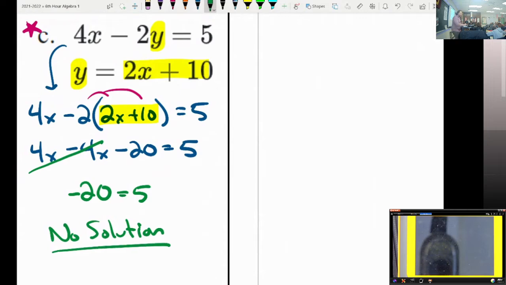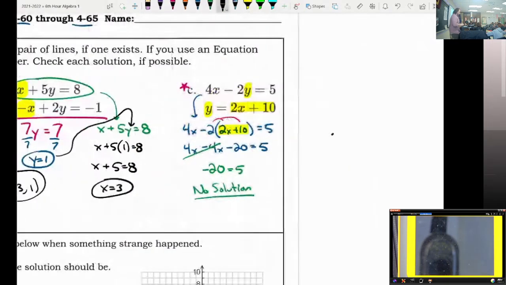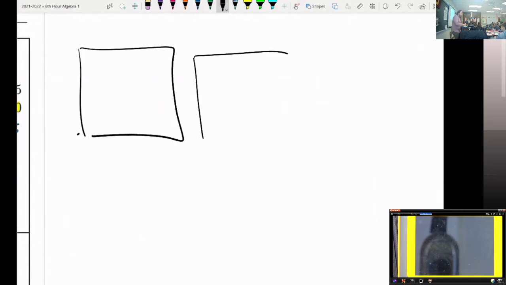And I want to take a minute to talk about what's going on here. This is a little bit of a side note in this instructional video for homework, but we'll talk about it a lot in the next couple chapters. Basically, when it comes down to two lines in a plane, there are 3 ways that can happen. Let's draw some pictures really quick.